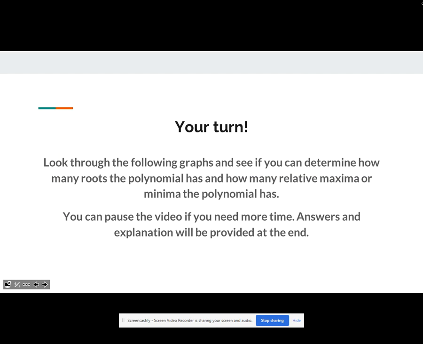So now it's going to be your guys' turn. So I'm going to show a few graphs, and I'd like you to see if you can determine how many roots the polynomial has and how many relative maxima or minima the polynomial has. So I'm going to keep each graph up on the screen for a couple seconds. Feel free to pause the video. Go ahead and try it. I encourage you to do it. Of course, you could just skip to the end for the answers because I'll provide answers and a quick explanation at the end. But I really encourage you guys to all do it because it's really beneficial for you in the long run. So here we go.